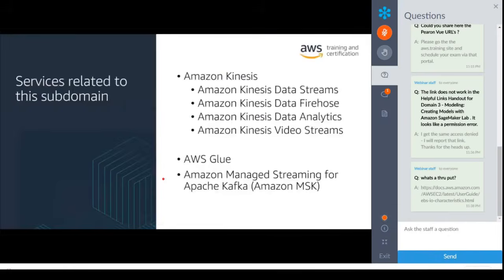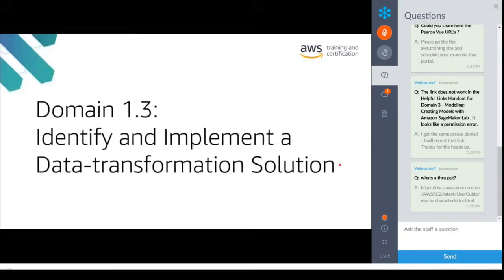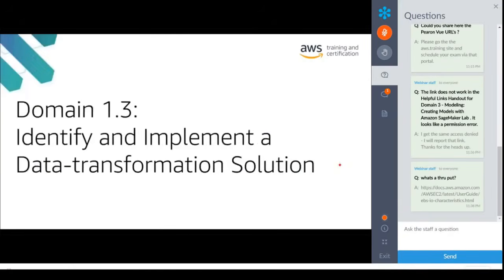So again, this is just a summary of those services. Glue is also good to know, obviously, because that's like our batch transformation service, Kinesis for streams. And you just need to know that we have managed streaming for Kafka. So it's just good to know that we do have a hosted form of Kafka in case you want to use an open source option.